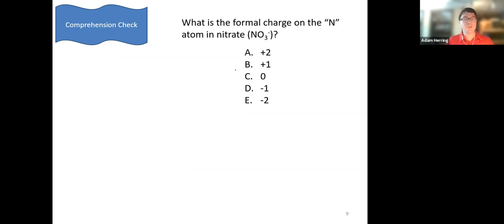Welcome back. So we want to know what's the formal charge on the nitrogen atom in nitrate. So this requires that you be able to draw the Lewis structure of nitrate first. So what do we do there? Hopefully the first thing that you did was count up the number of valence electrons, 24. There are 5 from nitrogen, 6 from each oxygen, and then 1 electron due to the charge. So that's a total of 24.